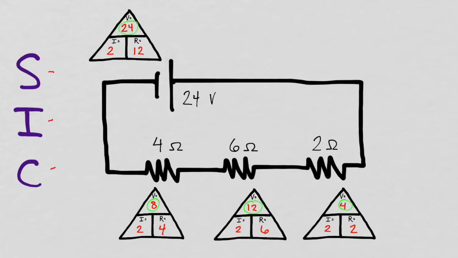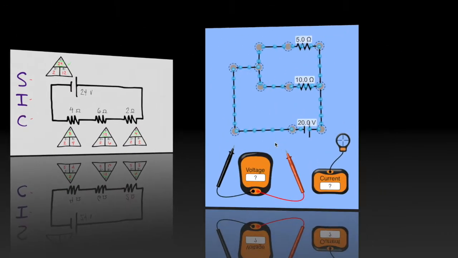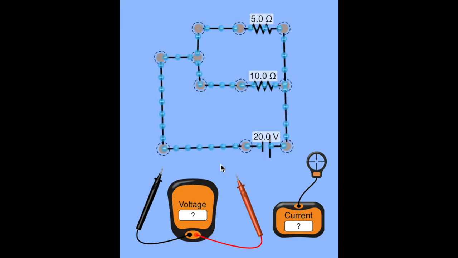Does it match? Absolutely. In this next example, we have a different circuit. What kind of circuit is this? It's a parallel circuit. We have 2 resistors in parallel. How do I know they're in parallel?